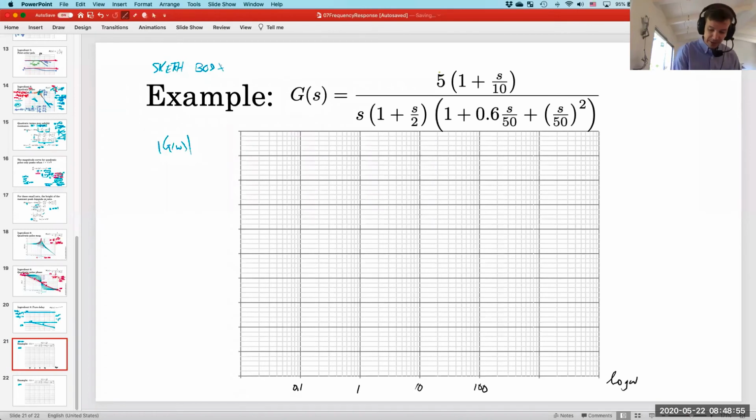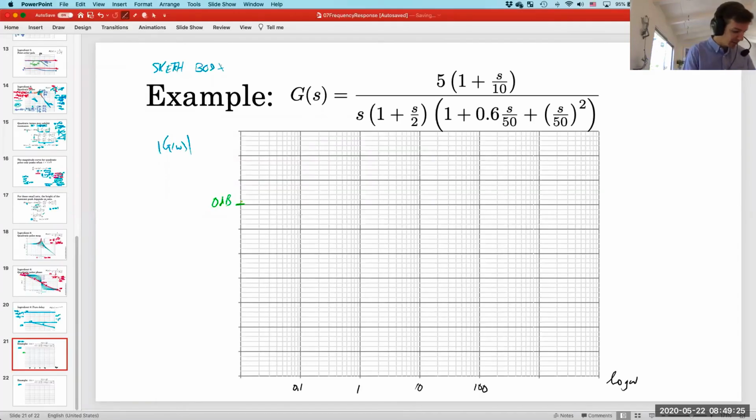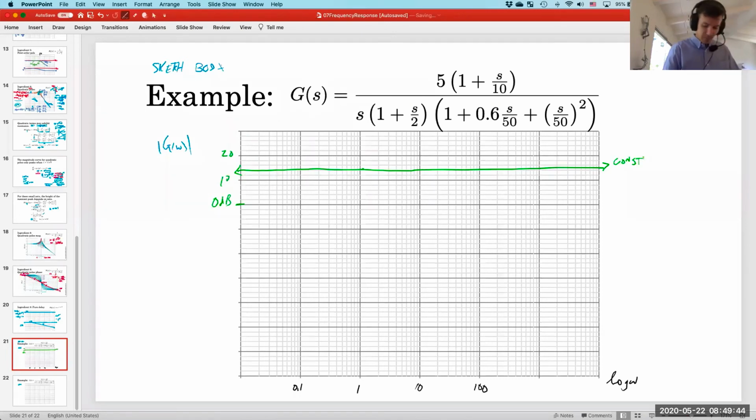First off, the first ingredient is the constant. Let's put the 0 dB line right here. The constant of 5, what's 5 in decibels? That's a good question. If only there were a calculator. Okay, about 14 dB. So a factor of 5 counts as 14 dB. Here's 0, 10, 20, which means that this is our constant.